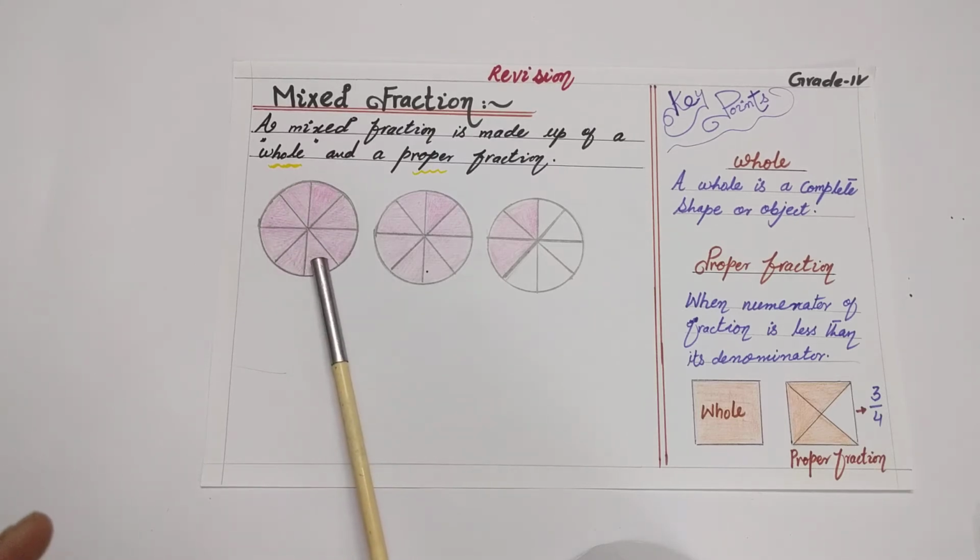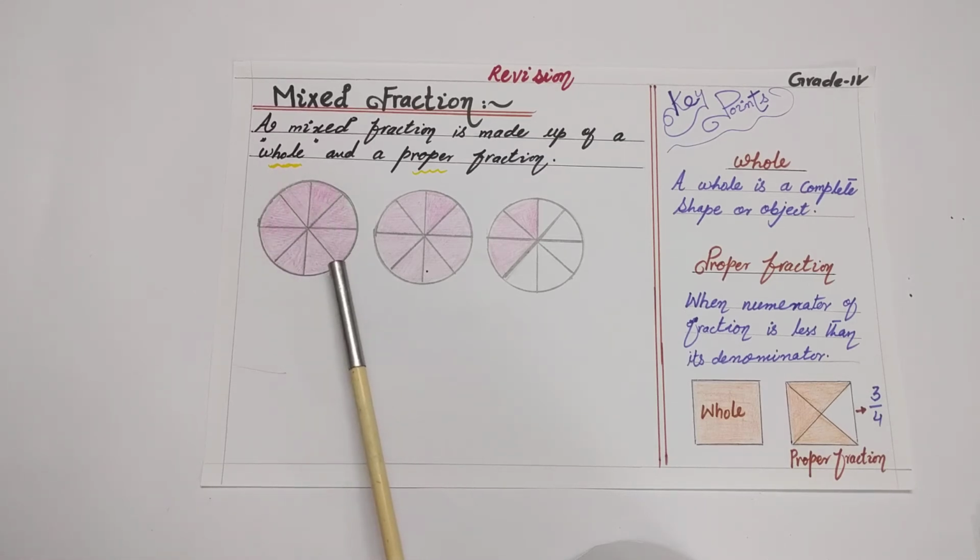I will explain with the help of the pizza. For example, you have one pizza and you are cutting that pizza into equal parts. Now how many parts are here?